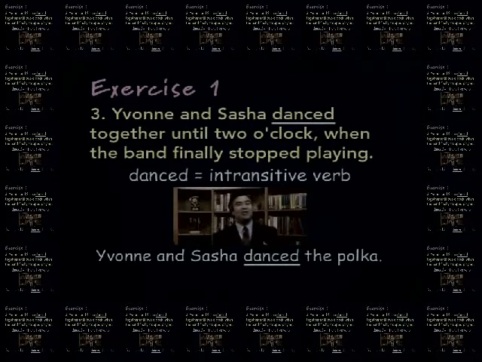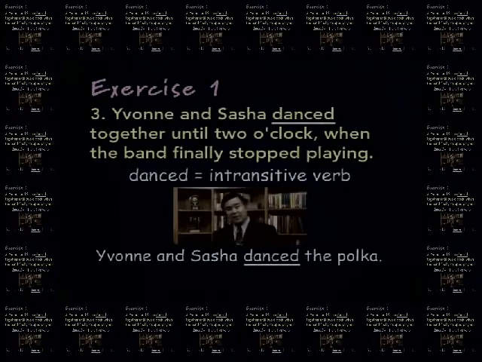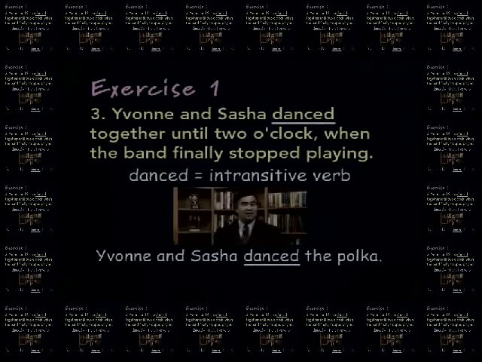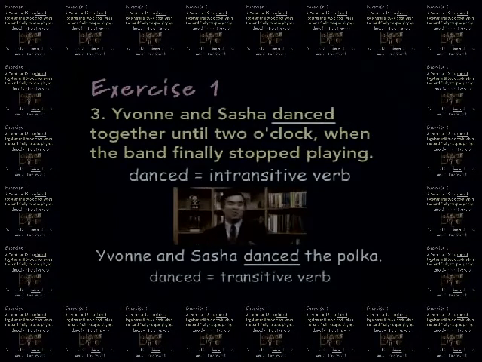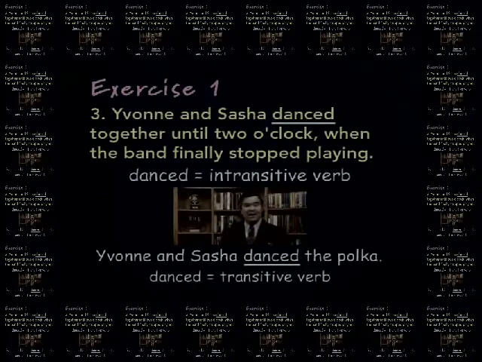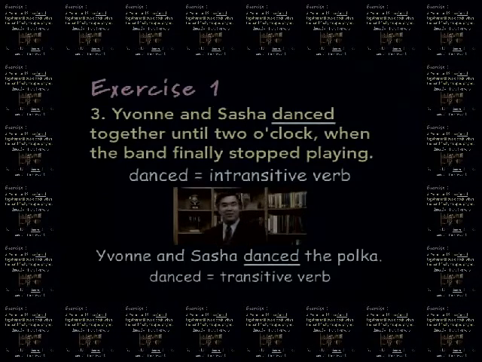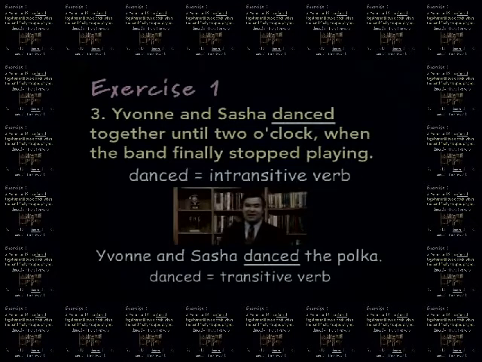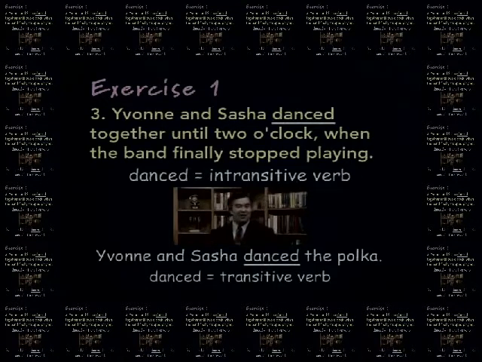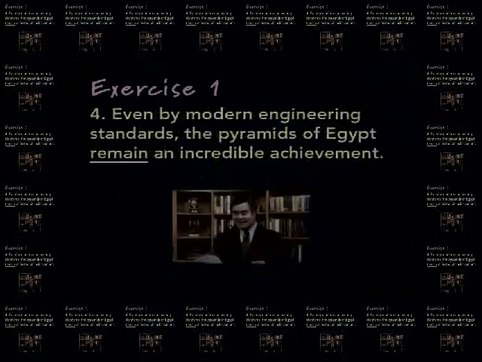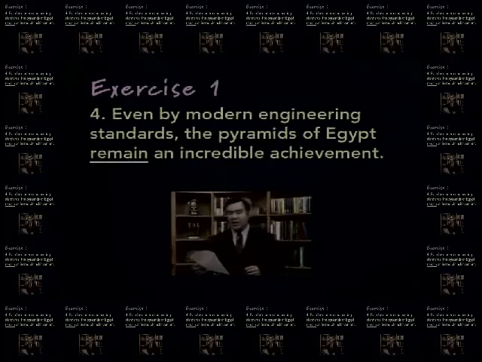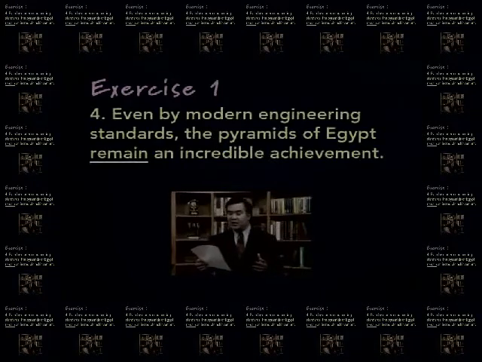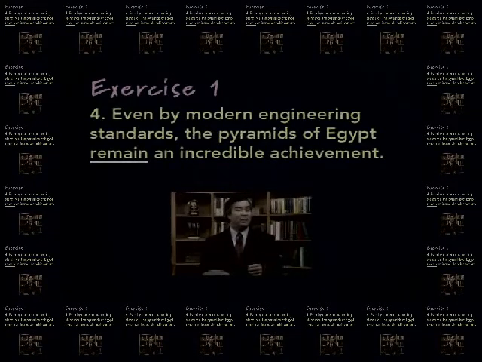It would be telling us what they danced. And we would have transformed the verb danced from an intransitive verb to a transitive verb, because there would be an object receiving the action of the verb. There is no such object in this sentence, and therefore the correct answer for this sentence in your exercise is intransitive. The next sentence. Even by modern engineering standards, the pyramids of Egypt remain an incredible achievement.